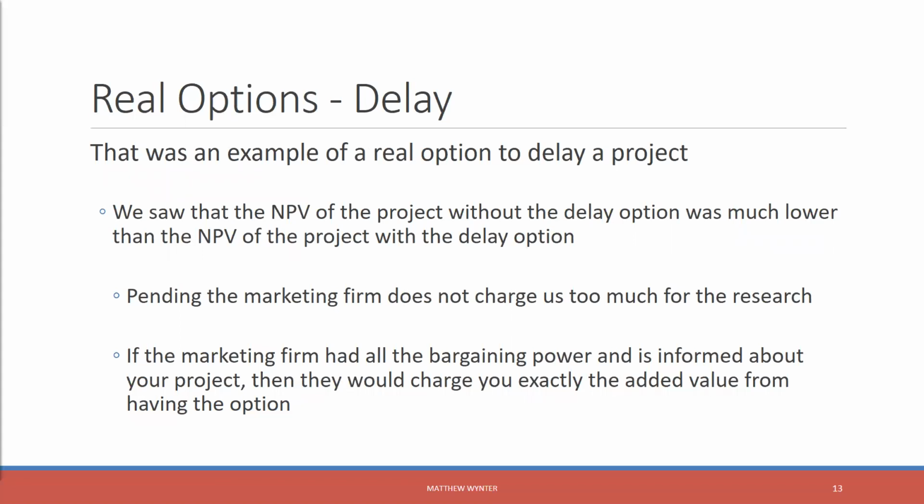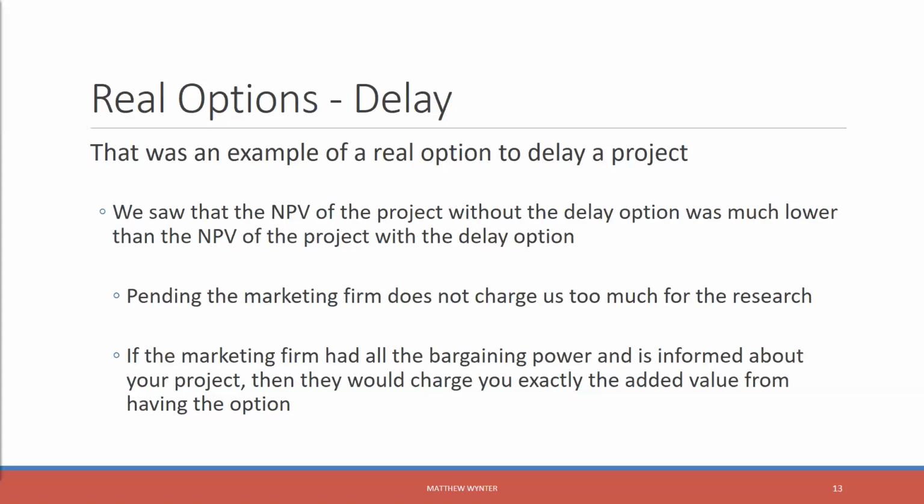That was an example of a real option to delay a project. We saw that the NPV of the project without the delay was much lower than the NPV of the project with the delay. Provided that the marketing firm doesn't charge us too much for the research, we would wait. If the marketing firm had all the bargaining power and they informed us of the project if we go forward today versus if we wait, they would actually charge us the value add of having that option.